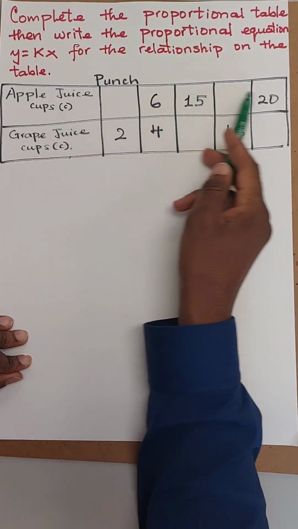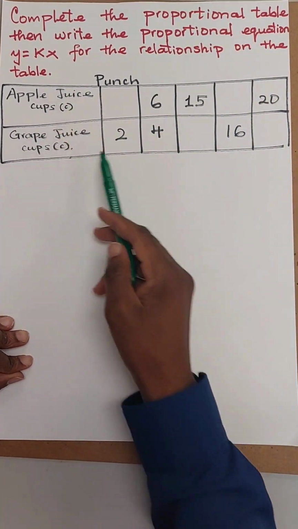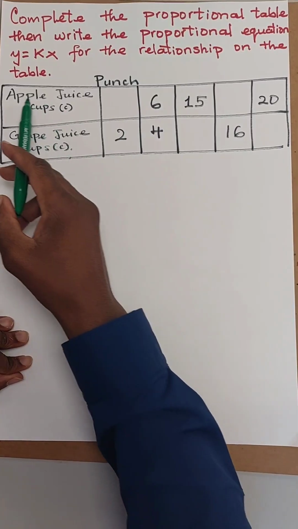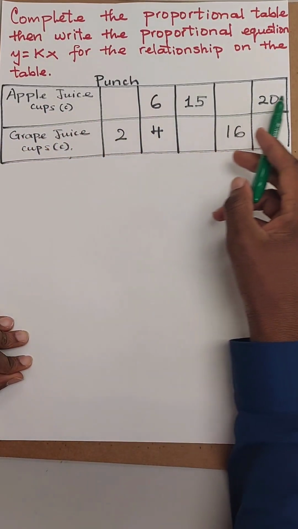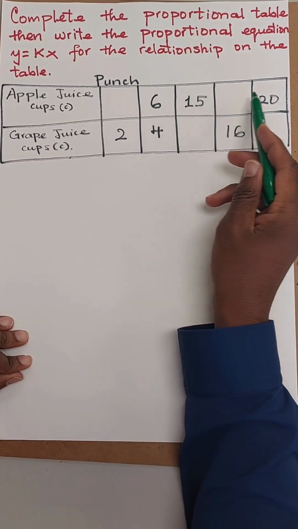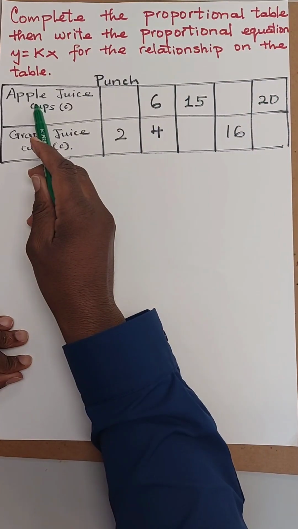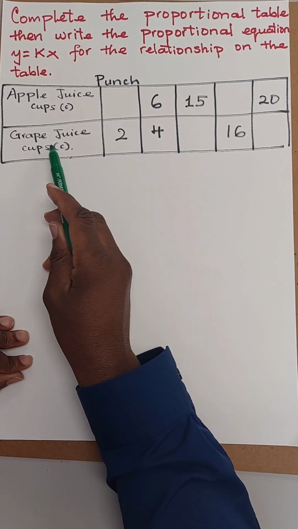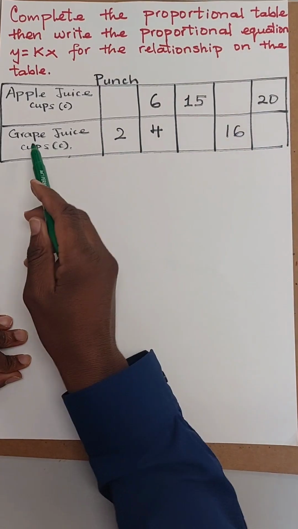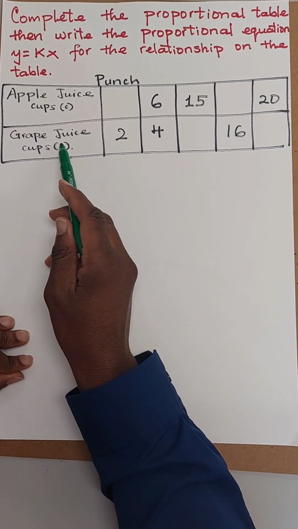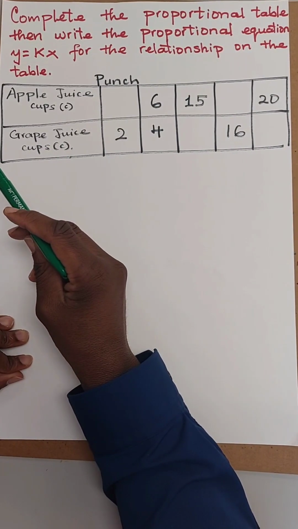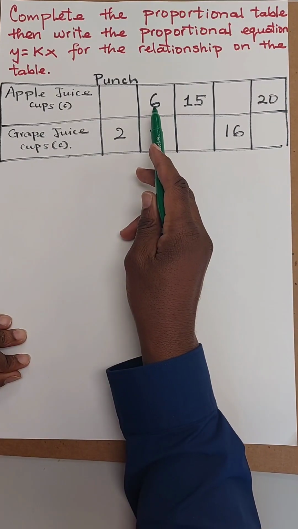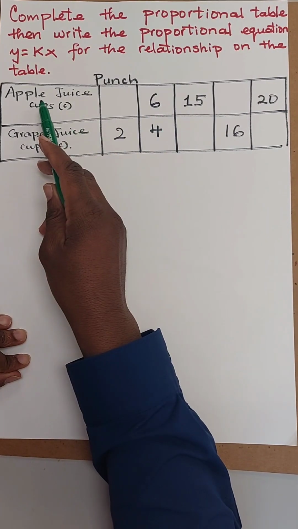A table is made up of rows and columns. So this table has 2 rows. This is the row for apple juice. That means all these numbers here go to apple juice. Second row, all these numbers belong to grape juice. So to read the table, this number right here means 6 cups of apple juice.